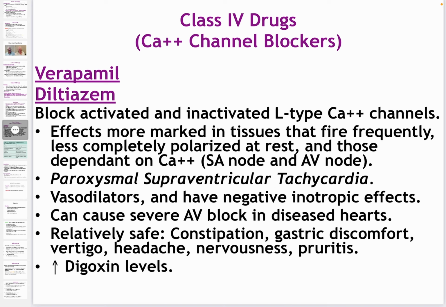It can cause gastric discomfort, vertigo, headache, nervousness, and pruritus. They can increase digoxin level as well. Clearly, digoxin is a very dangerous drug, as you can note, and we did not cover it yet. We're going to cover it briefly today. We're going to talk about it more with heart failure.